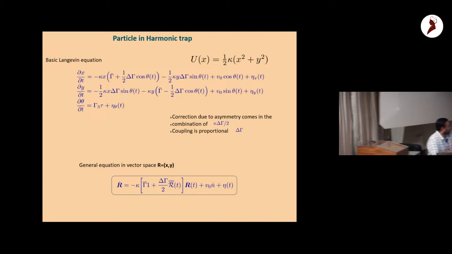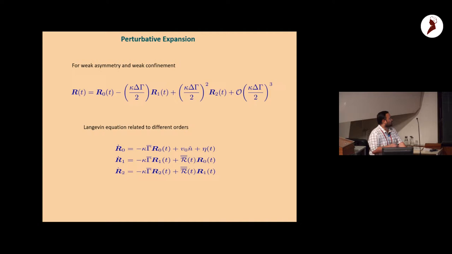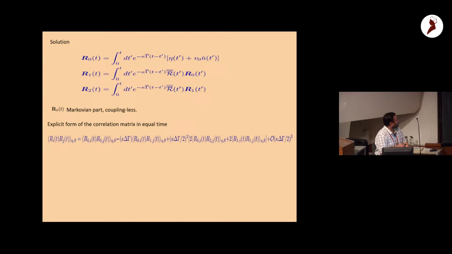So to solve this one, we have used this trick, to use the perturbative expansion method. And this R0 term is the first order perturbation, and then followed by R1 and R2. This R0 is the Markovian one, and R1 and R2 will give us the non-Markovian one. So R0 is the basic solution of these three equations, and we can get the zeroth order, first order, and second order.